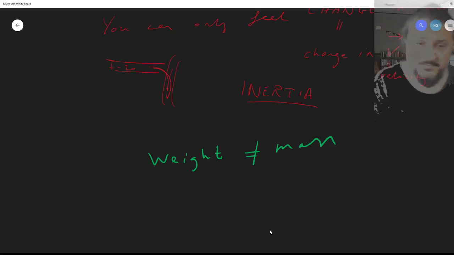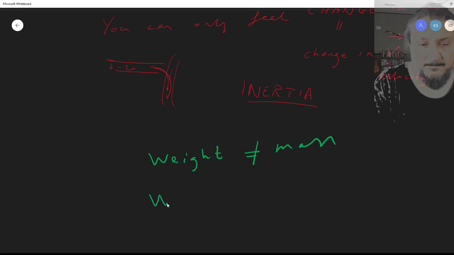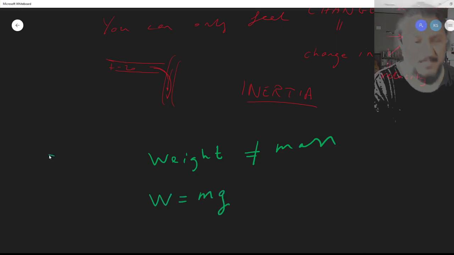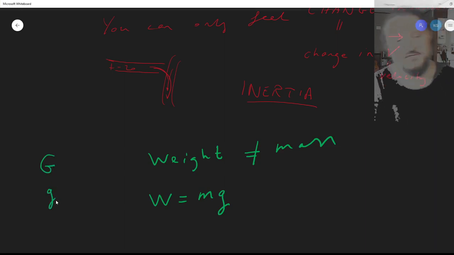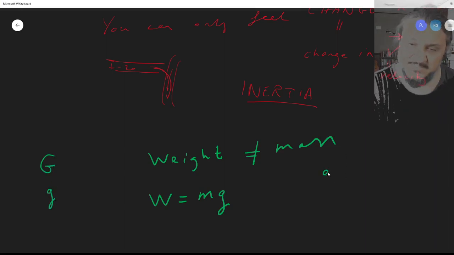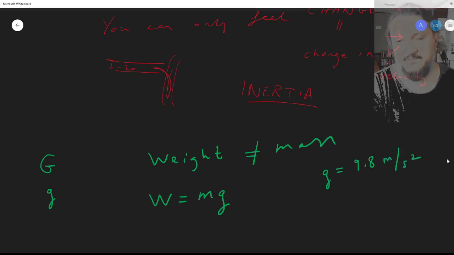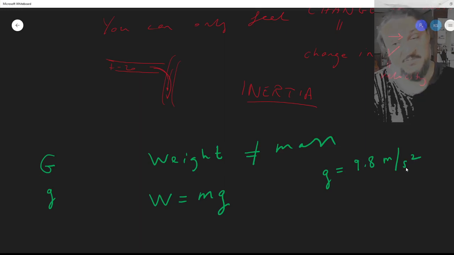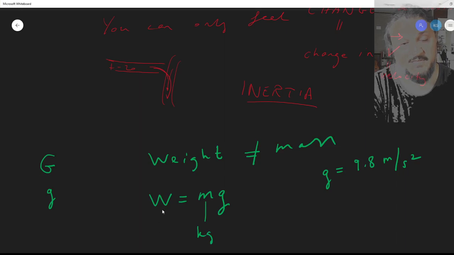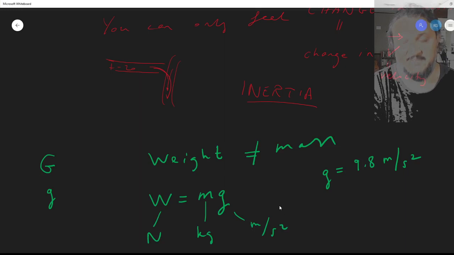So there's an expression for weight in terms of mass, though. m times little g, not the capital G, but the little g. This g at a specific value is more or less equal to 9.8 meters per second squared. The unit has to be meters per second squared, because when you multiply it by the unit of mass, which is kilograms, you have to get newtons, remember?